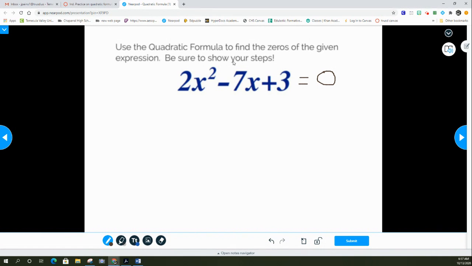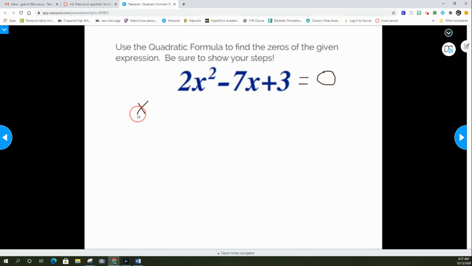All right, so again, to use the quadratic formula, it must be equal to something. Before we use the quadratic formula, it has to be set equal to 0. So if this was a number other than 0, you would have to subtract it over and get it equal to 0 before using it. Now we know our A is 2, our B is negative 7, our C is 3. So we just plug everything into the quadratic formula.